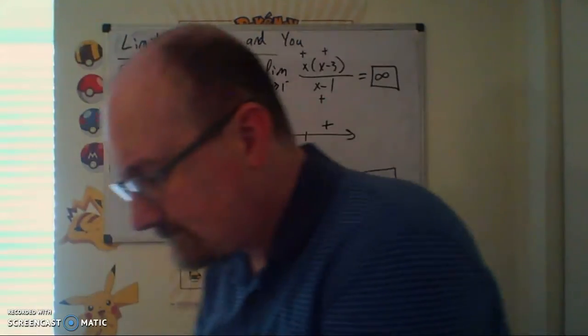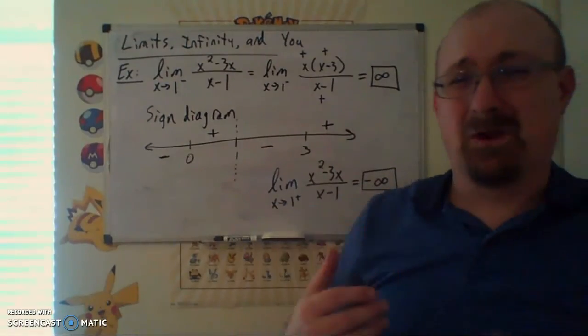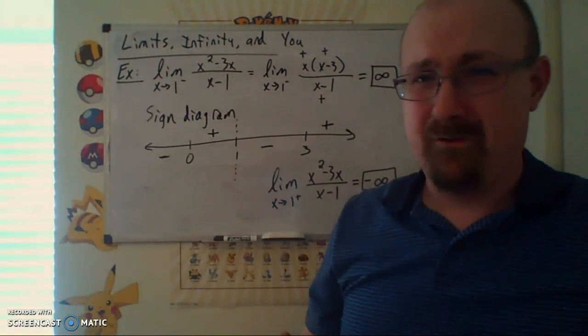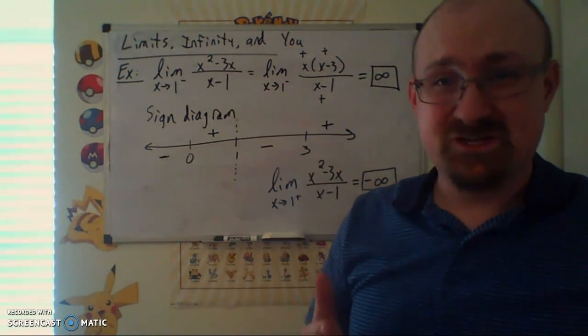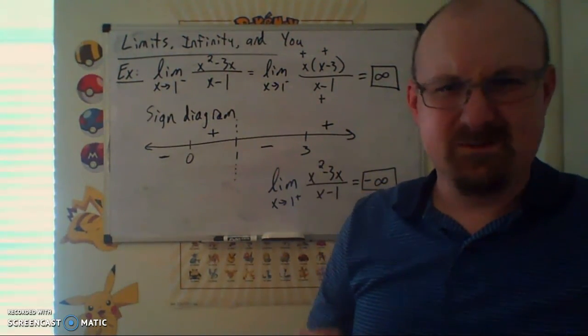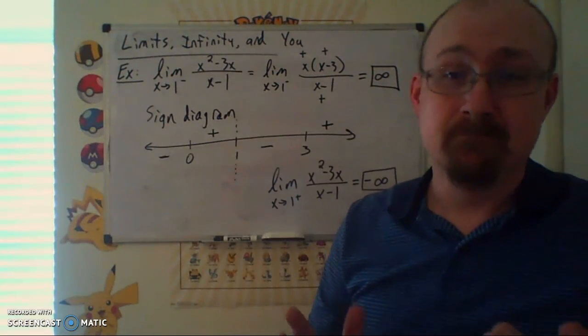So that's it for this video. I'm going to dig in a little bit more on this. Play around with another one of these sign diagram examples just to mess with it, and then we'll take a look at some of the vertical asymptote stuff that's coming.